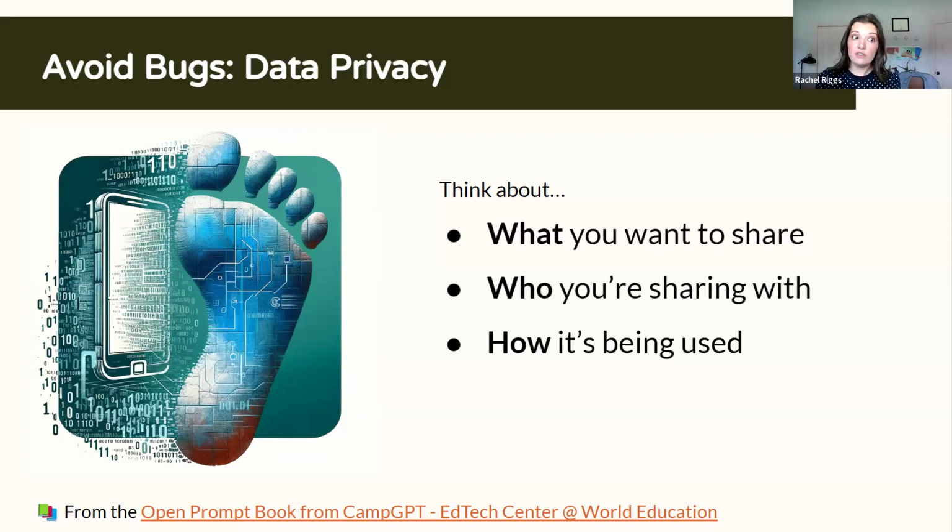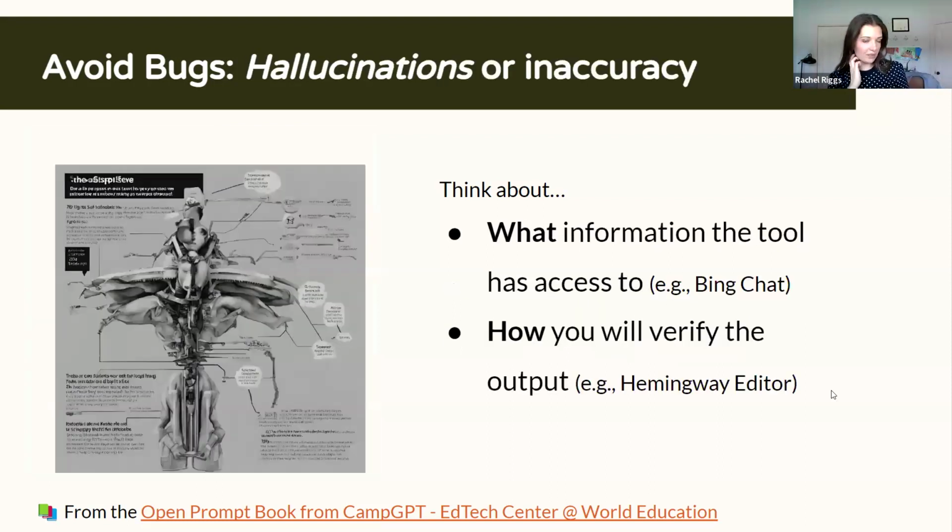So in ChatGPT, for example, you do have the ability to turn off a feature where they would be using your data to train their AI models. So, you know, that's an example of you having a little bit more control over your data.